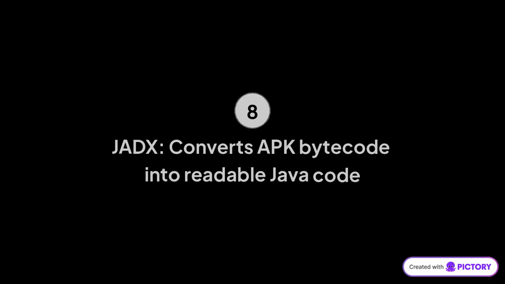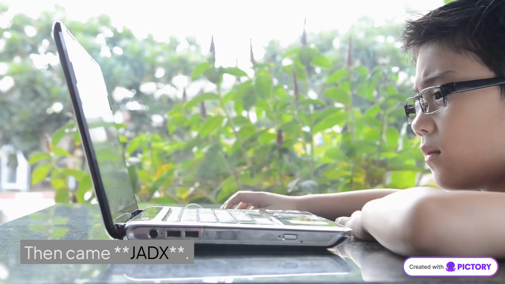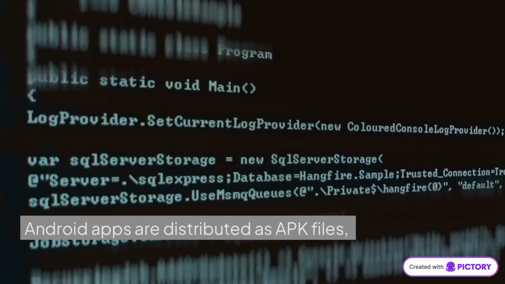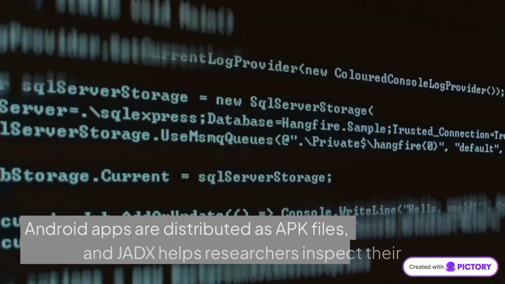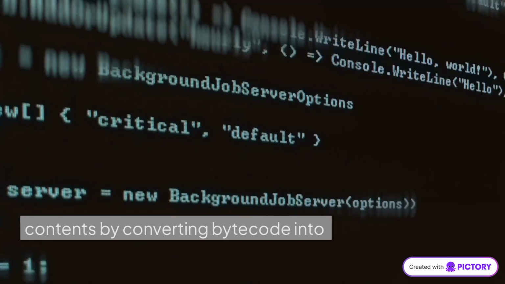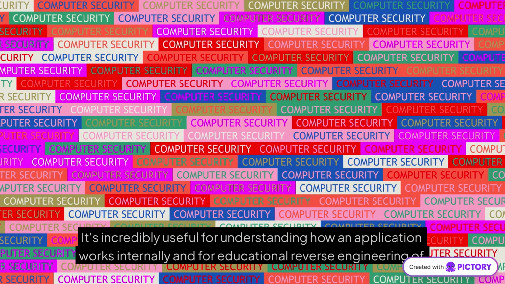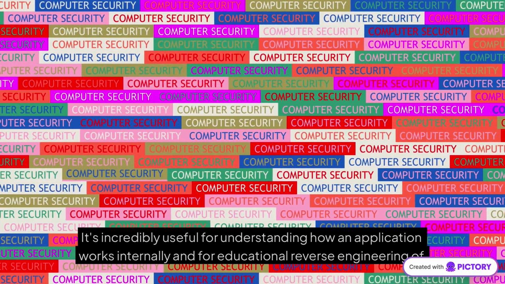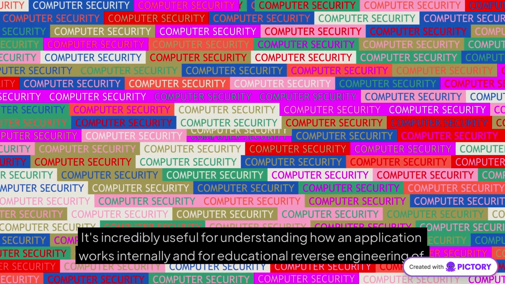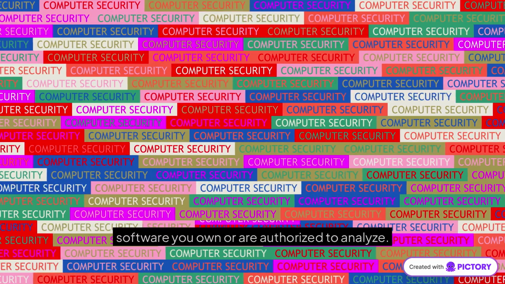Number 8. JADX. Then came JADX. Android apps are distributed as APK files, and JADX helps researchers inspect their contents by converting bytecode into readable Java code. It's incredibly useful for understanding how an application works internally and for educational reverse engineering of software you own or are authorized to analyze.